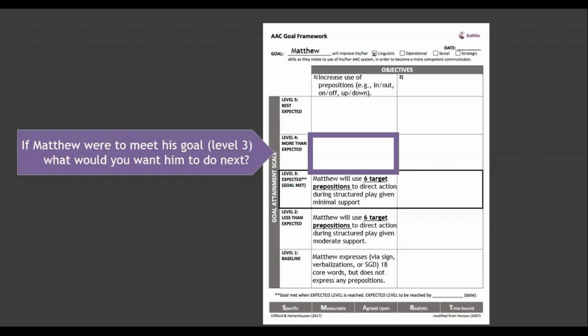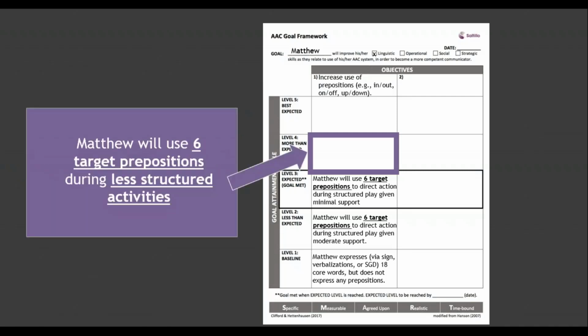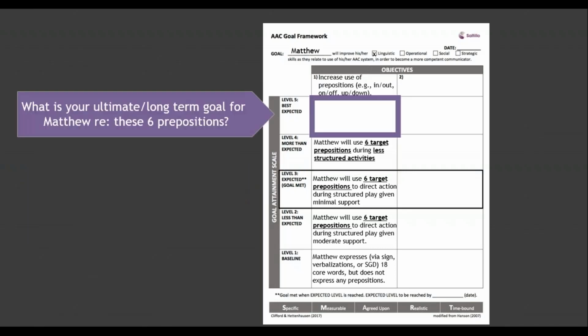Now we're going to move to level 4. So if Matthew were to meet his goal at level 3, what would you want him to do next? Here's one option. We could say that Matthew will use 6 target prepositions during less structured activities. And then finally, going to level 5, we want to think about what would be functional for Matthew long term.